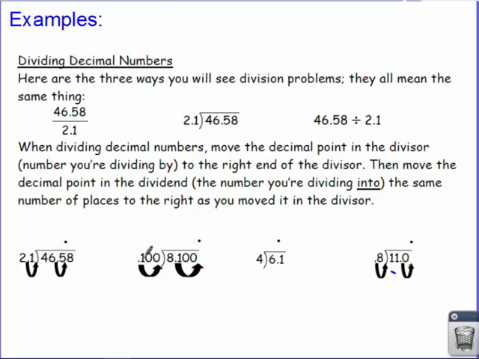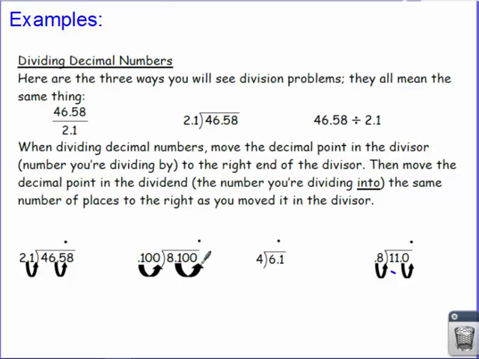Now, what if it had like 3 places like this problem? Well, in this one, I'd have to move it 3 places over, which is the same as multiplying by 1,000, which means I'd have to multiply this one over by 1,000 and move it over 3 places as well. Okay, so to divide by decimals, it's really pretty simple.